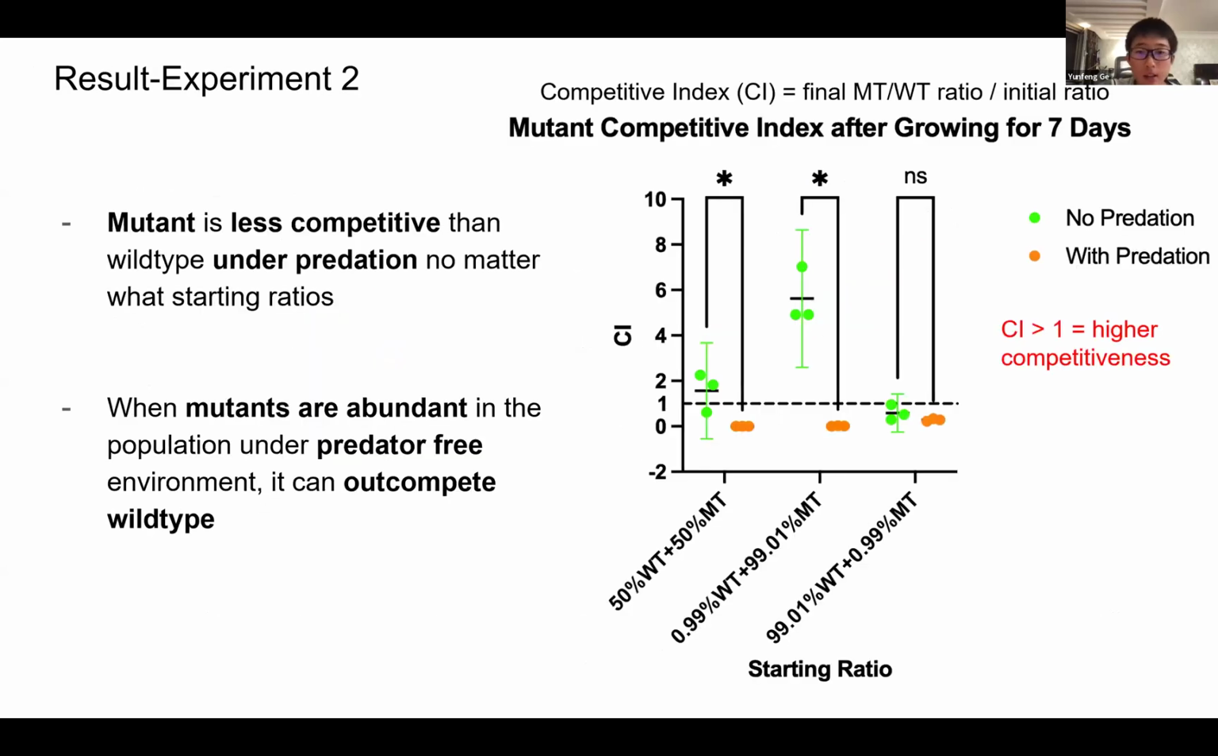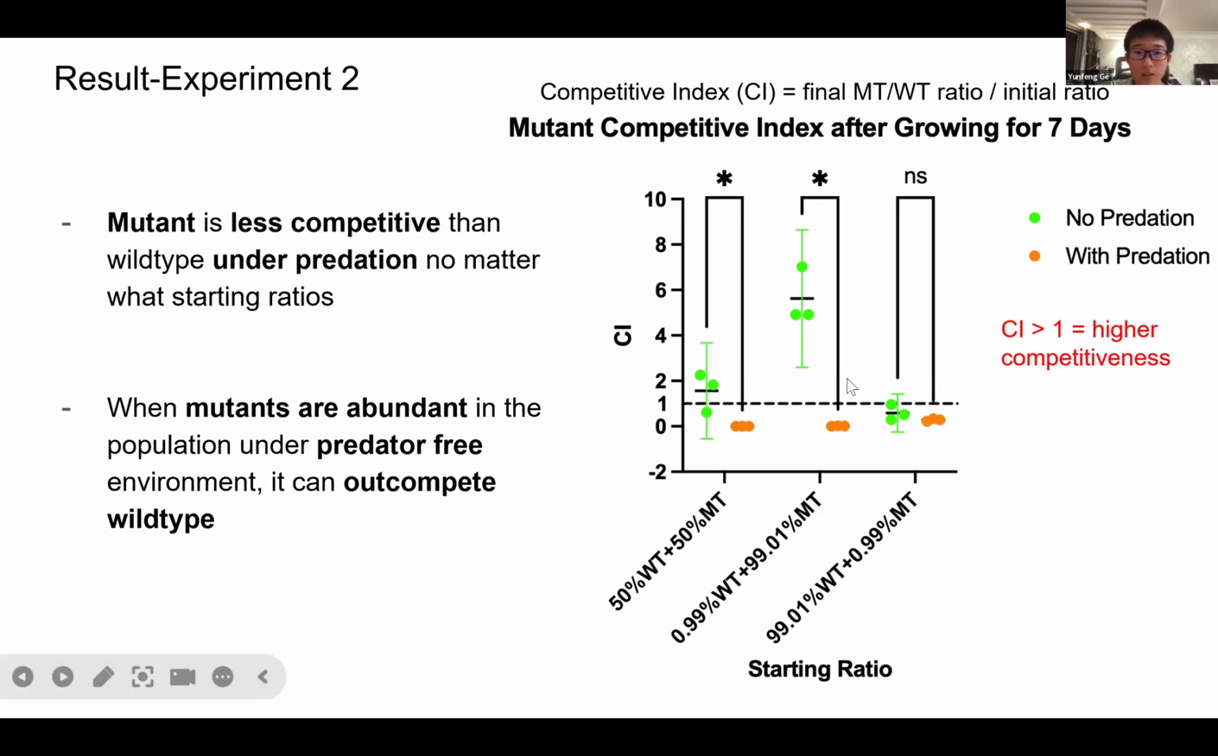And then for the CI value, we can see that firstly, for the orange dots, which show the results for underpredation, the mutant is always less competitive than wild type, no matter what the starting ratio is. So we can see that the existing predator can really control the mutant abundance and keep it really low, like a minority in the population.